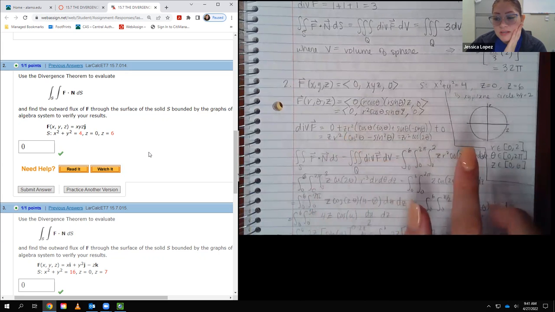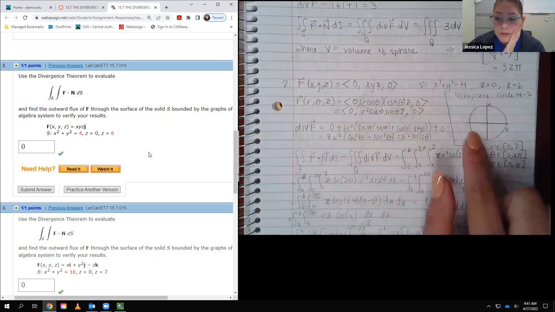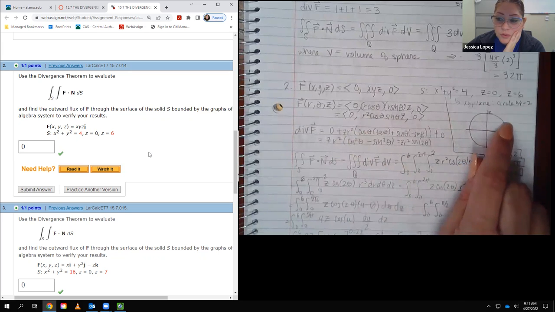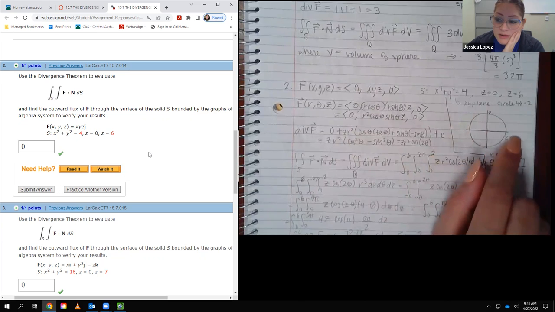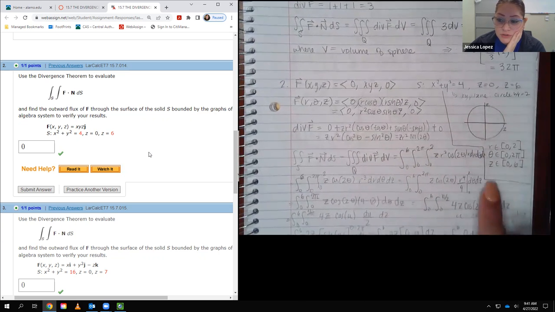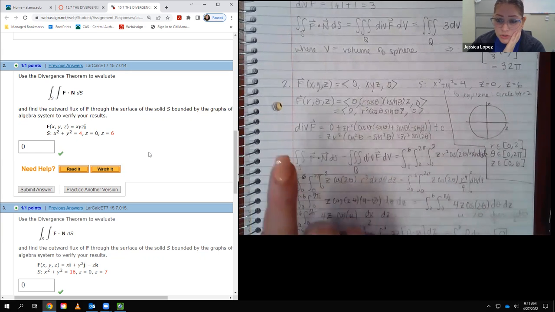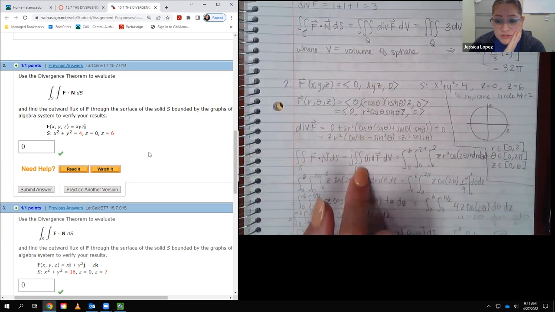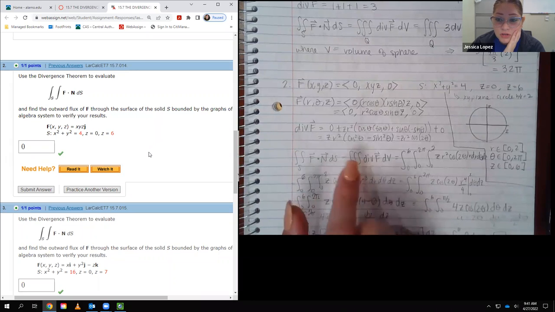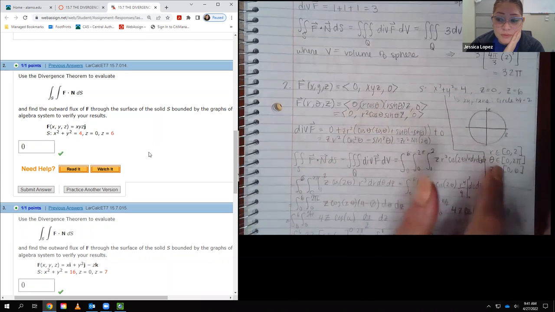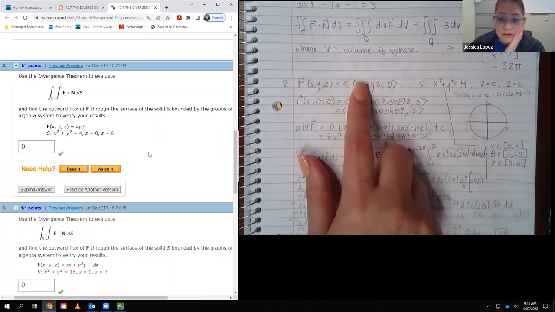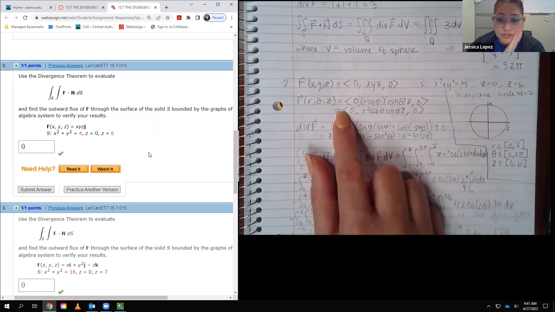So the first thing I did was I figured out, in order for me to get the whole circle, my radius is going to have to go from 0 to 2. And if I want to go all the way around, my theta is going to have to go from 0 to 2 pi. And then it gives me the bounds for z, which are from 0 to 6. So before I can use the divergence theorem, I definitely need to know what the divergence of my vector field is. So because I figured that it would be easier to use it in polar coordinates, I did convert my vector field into polar coordinates first, okay?